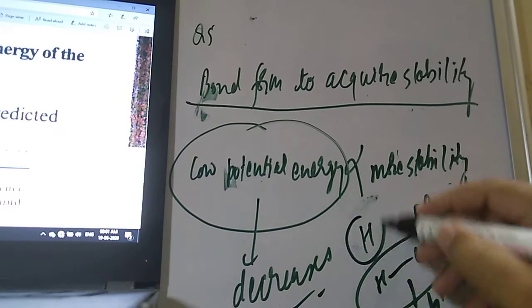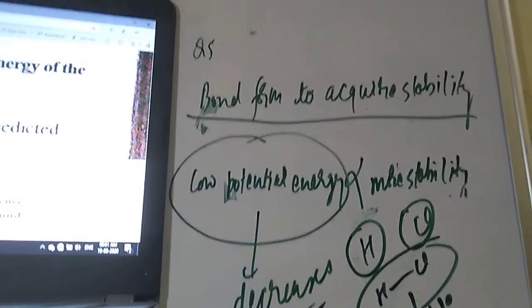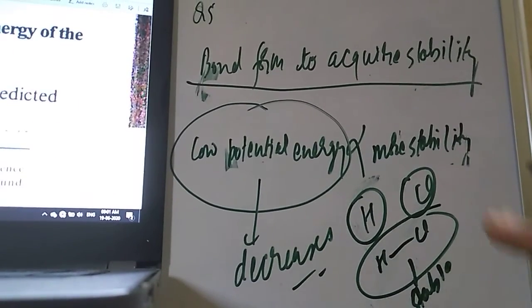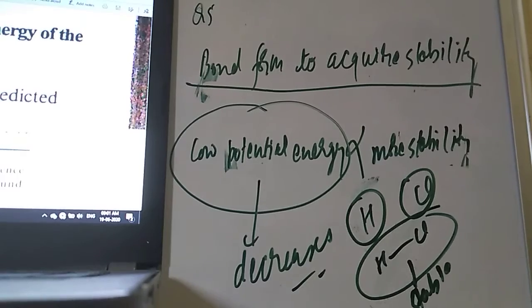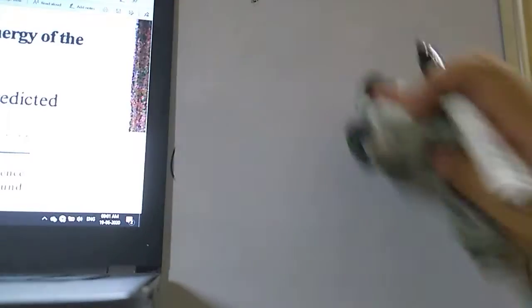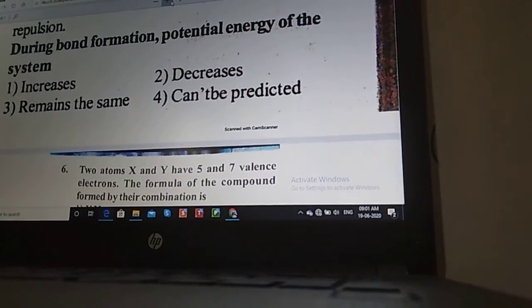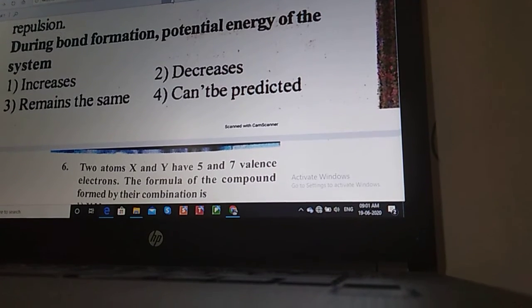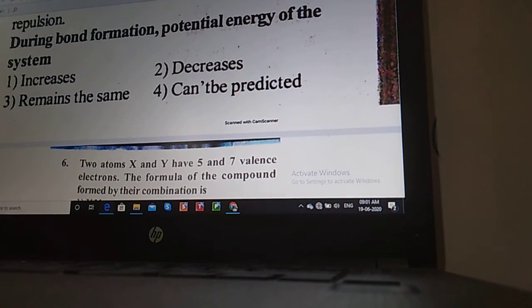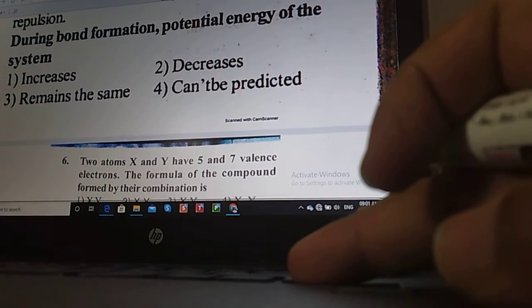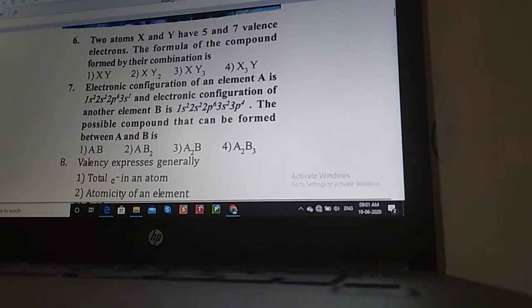Firstly, these are single atoms, their potential energy is high, but when they are forming the compound, their potential energy will be what, student? Low. So if you check the options of question number 5, student, what you will find: during the bond formation, the potential energy of the system will decrease. So the correct option will be option number 4, student. Now let us move to question number 6, and try to understand what question number 6 is saying, student. Let us increase the bandwidth a little.